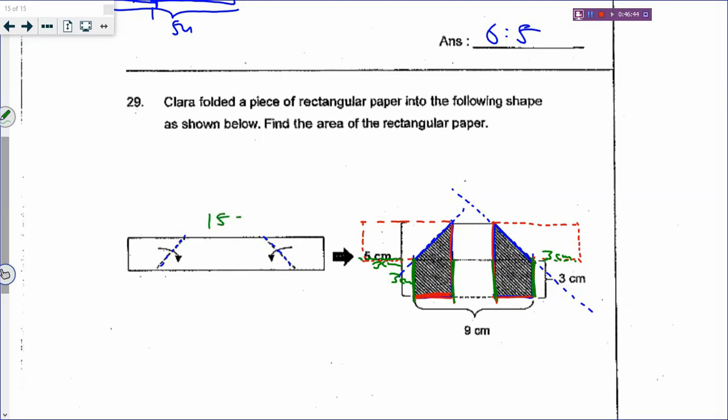The length of the rectangle is 15. Alright, then how about the breadth of the rectangle? Now, can you see where the 5 cm is? 5 cm is from here until here. That is your 5 cm.